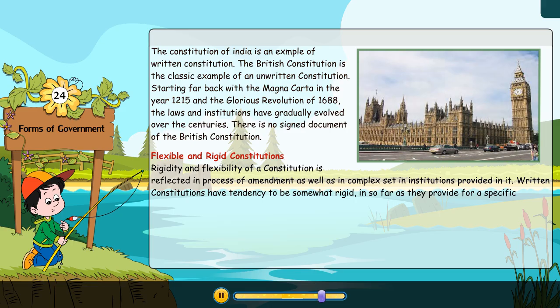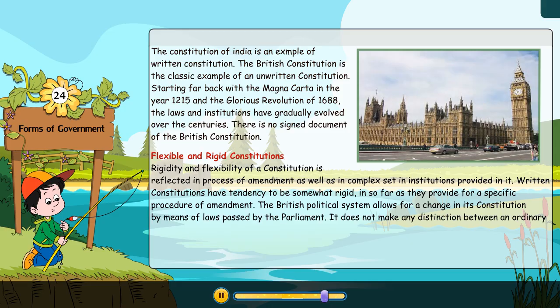The British political system allows for a change in its constitution by means of laws passed by the Parliament. It does not make any distinction between an ordinary law and a constitutional law. Changes can be brought about by laws of Parliament which are supreme.